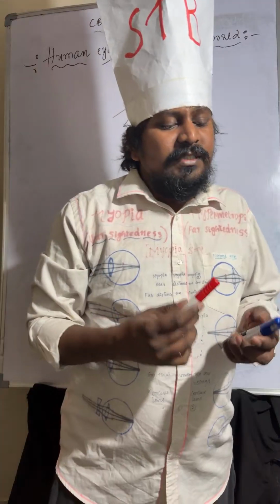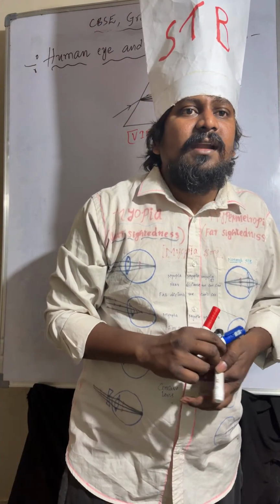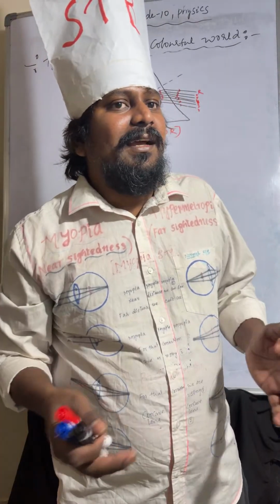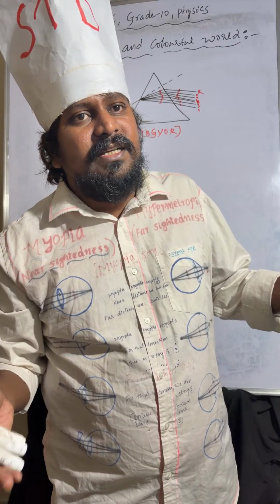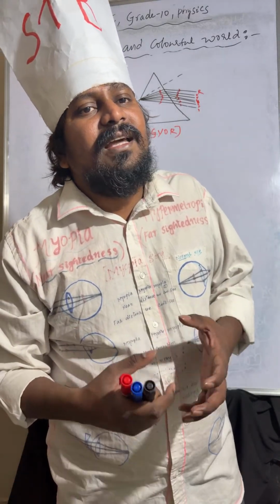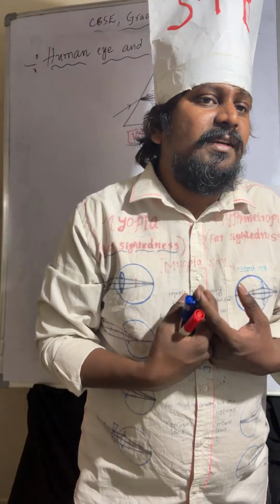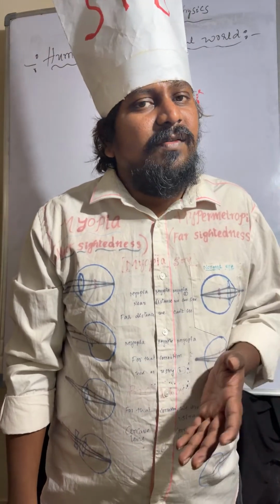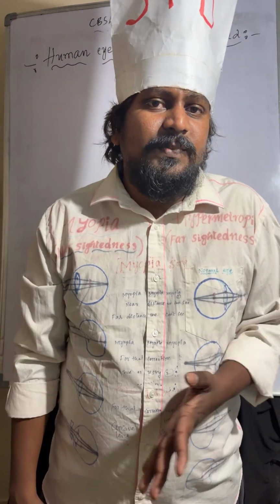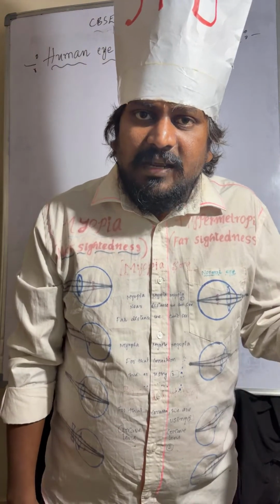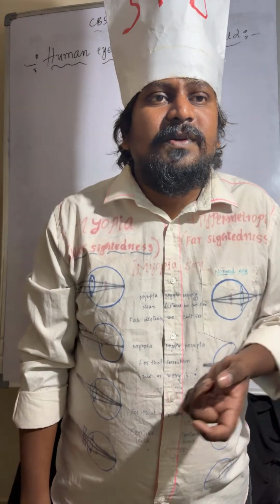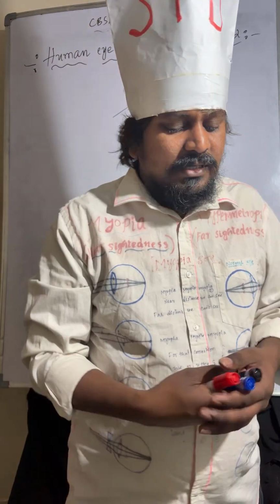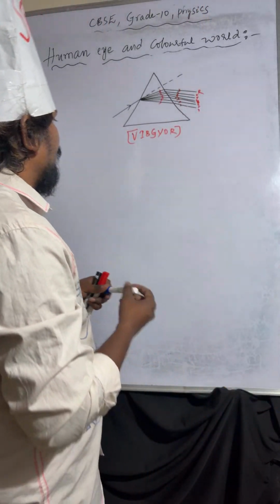Those 7 colors will form like a band on the screen. That is called spectrum. So splitting of white light into 7 colors is known as dispersion. Those 7 colors form like a band on the screen, which is called spectrum. Okay, so now you can see here.